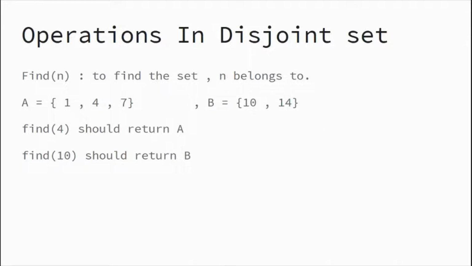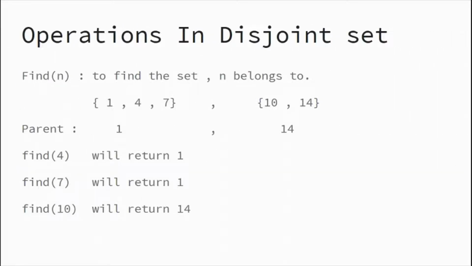The first thing that we are going to talk about is operations supported by disjoint sets. First operation is find n. So find n returns the set to which number n belongs. For example, if you call find 4, it would return A, and if you call find 10, it would return B. Basically, find function tells which set an element belongs to. It is an easy function. We will see how this is implemented. I'm just telling you what this function does.